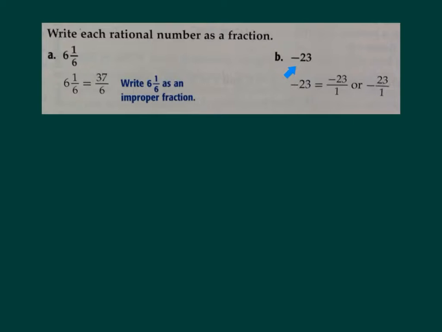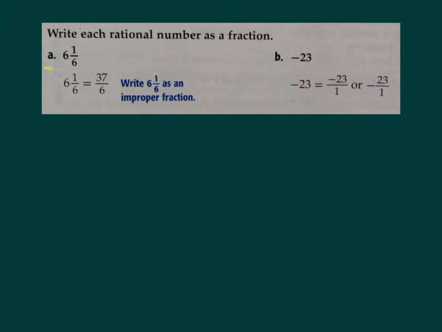So if we needed to write negative 23 as a fraction, you can see here they've done that, and that's fairly simple. All you have to do is put it over 1. So negative 23 over 1 would be the same as negative 23, because really what this is saying is negative 23 wholes. Okay, because this would mean it's wholes. Or you could write the negative sign here too.